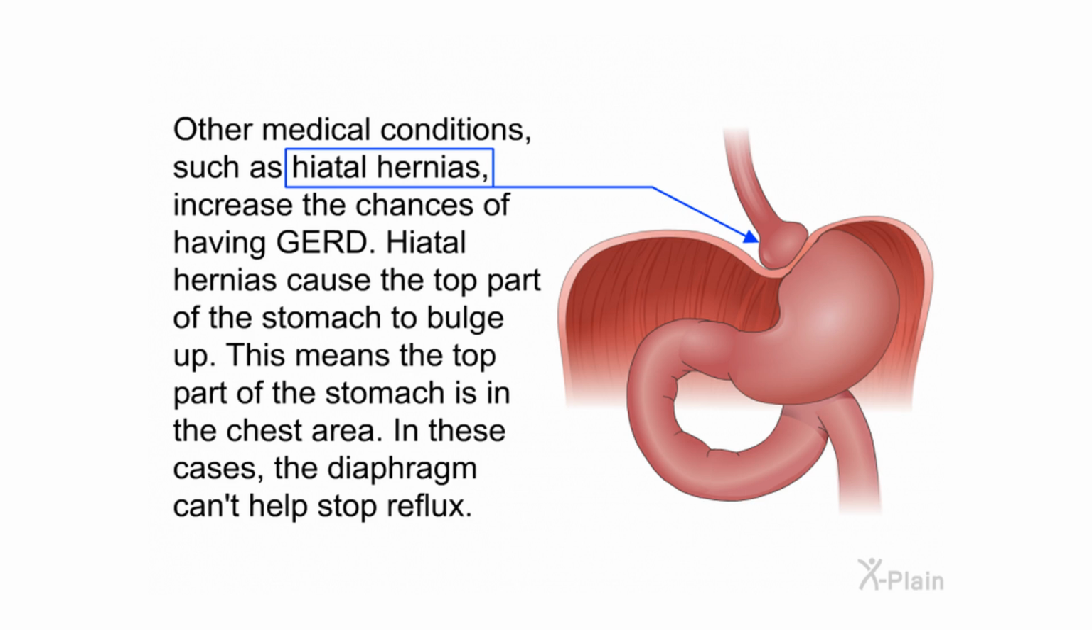Other medical conditions, such as hiatal hernias, increase the chances of having GERD. Hiatal hernias cause the top part of the stomach to bulge up. This means the top part of the stomach is in the chest area. In these cases, the diaphragm can't help stop reflux.